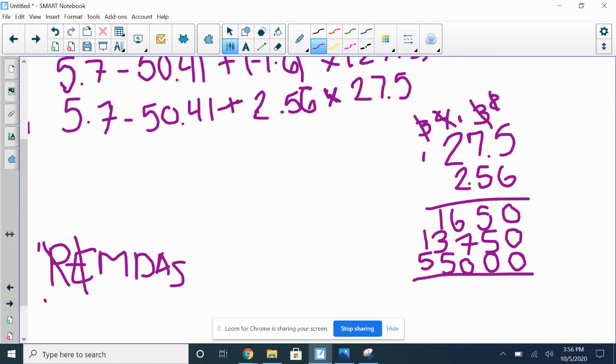We're going to go ahead and add straight down. 0, 0, and 0 give me 0. 5 and 5 give me 10. Carry our 1. 6 and 7 give me 13, plus the 1 give me 14. 5 and 3 give me 8, plus 1 give me 9, plus the 1 we carried is 10. Borrow or carry one more time. 5 and 1 is 6, plus 1 is 7.